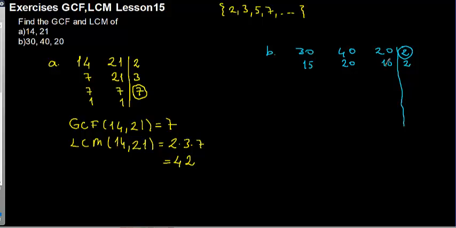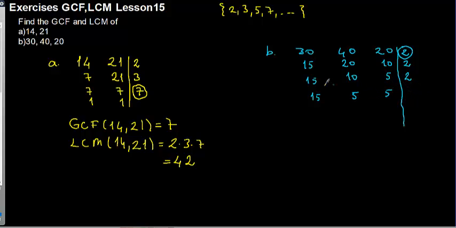Now there are some numbers divisible by 2, that's why I'm going to continue with 2. Here 15 stays the same. Then 20 divided by 2 is 10. 10 divided by 2 is equal to 5. And as I see, there is again a number divisible by 2, so I have to continue with 2. Then it's going to be 15, then 5, and this is going to be 5 again.